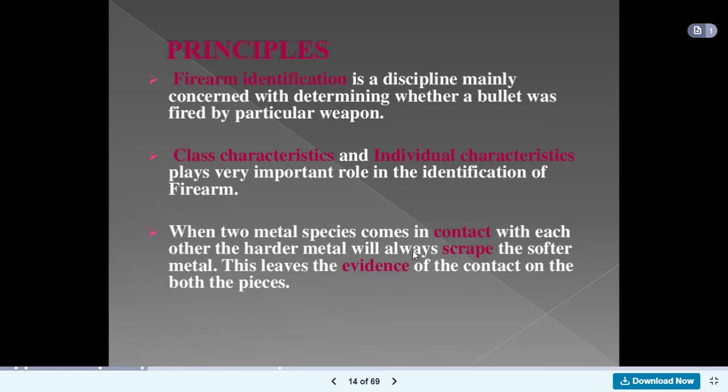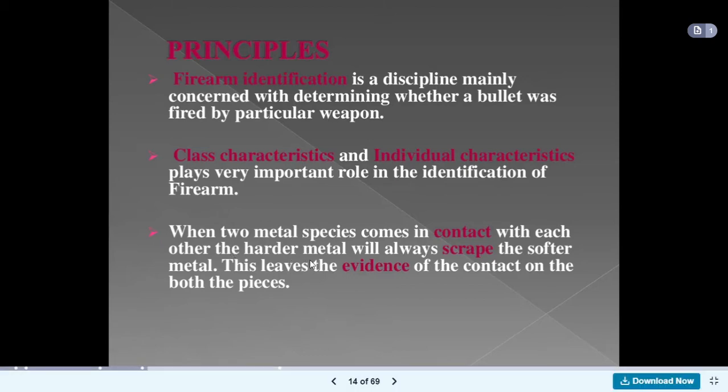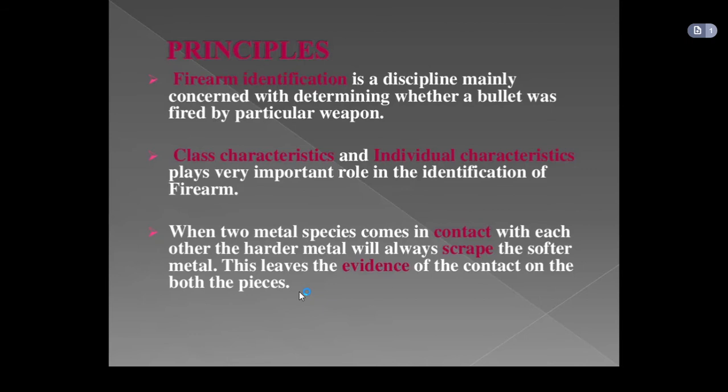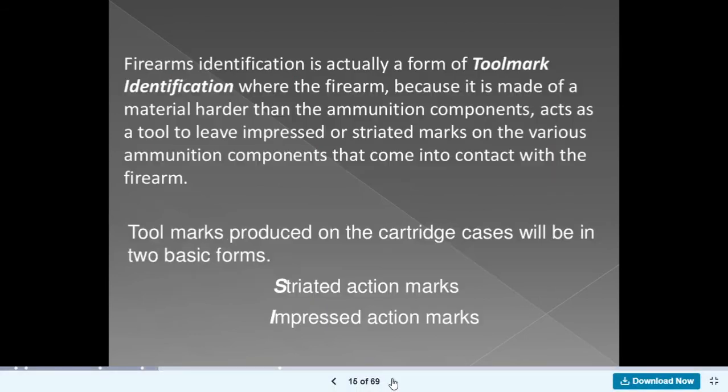When two metal species comes in contact with each other, so ang duha daw ka object which is hard, metal objects man, harder than metal will apply scrappy. The softer the metal, this leaves the evidence of the contact of both pieces. So nado ebidensya pag ang two metal species comes in contact with each other. So nado mga kita ng mga marks.